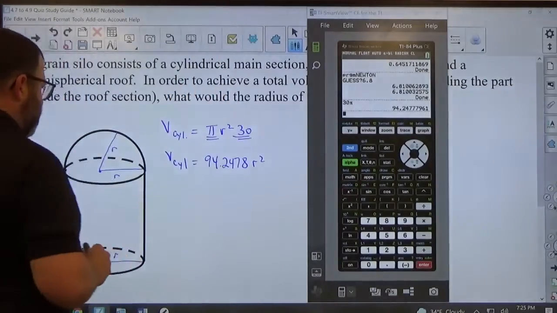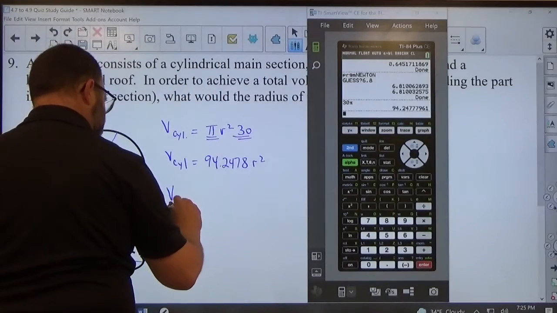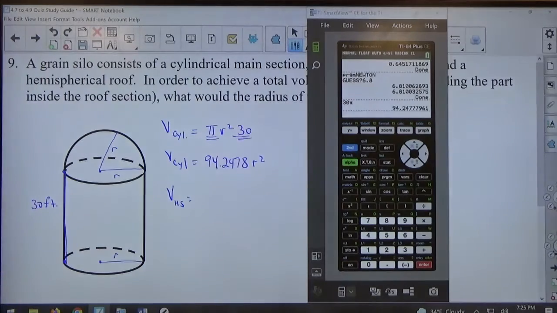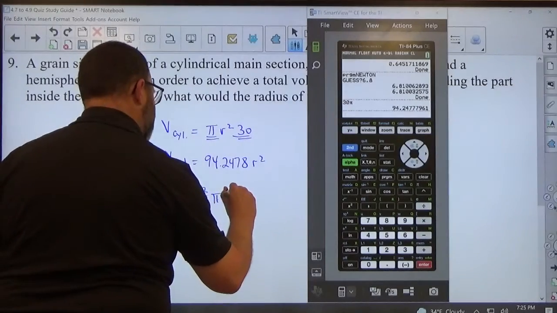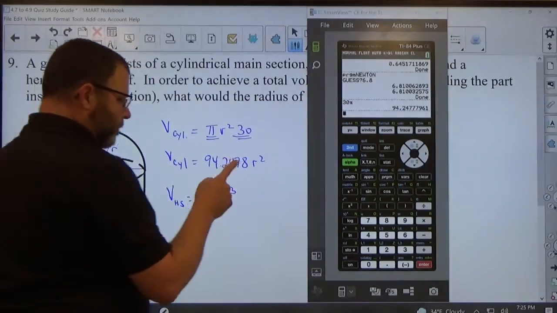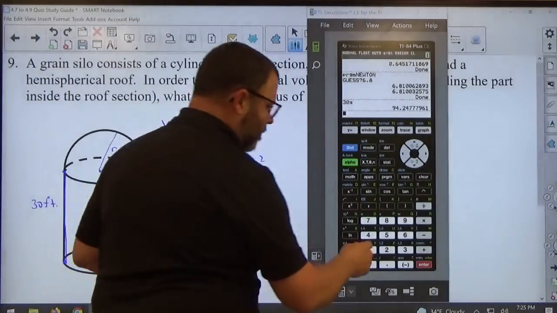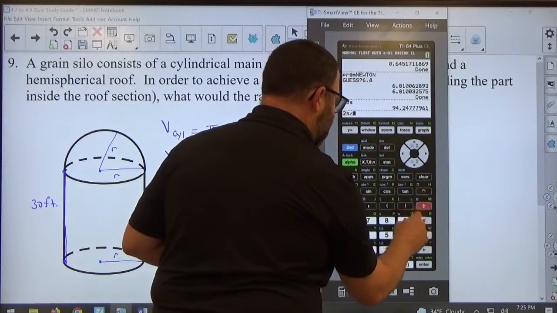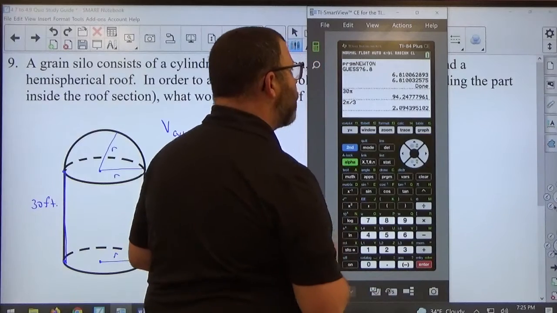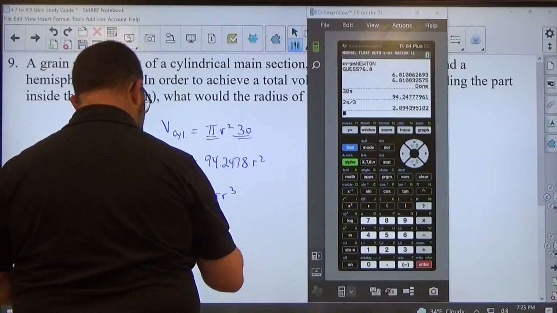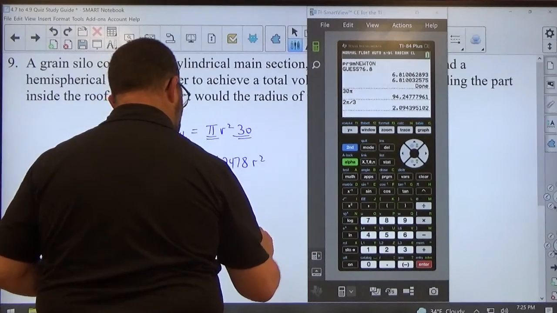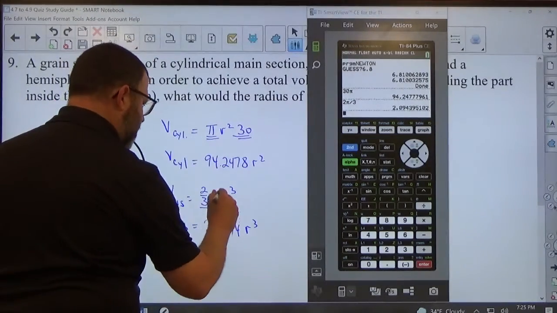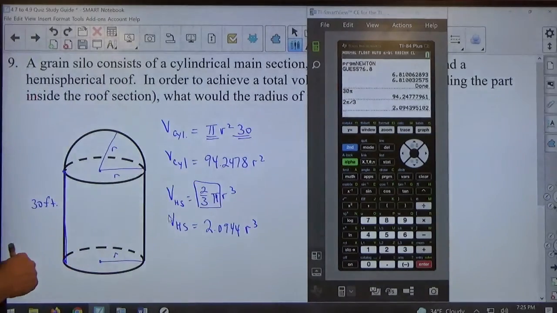For the hemispherical part, the volume of the hemisphere: a whole sphere is 4/3 pi r cubed. A hemisphere is half that, so 2/3 pi r cubed. So I need to figure out what 2/3 pi is as a decimal. So 2 pi divided by 3 is 2.0944 if I go 4 decimal places. 2.0944, that's r cubed. So again, 2/3 pi is the numerical part here, and r cubed is attached to it.